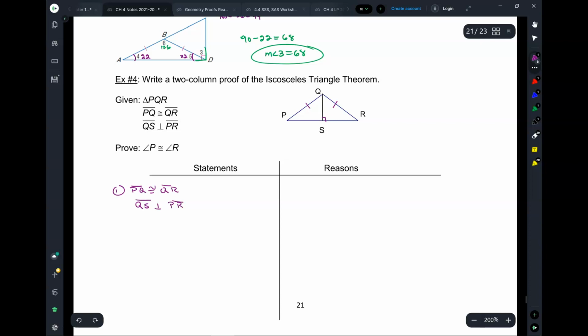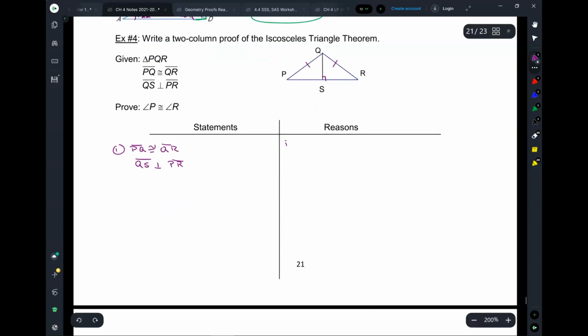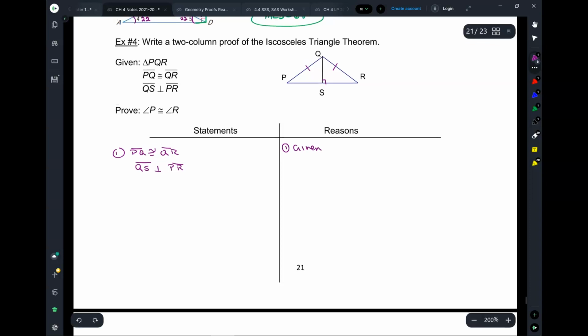We want to prove that angle P and angle R are congruent to each other, right? So to prove that two angles are congruent to each other, this is the triangle chapter. We're probably going to have to prove two triangles are congruent and then do CPCTC. Okay? So this is the given. All right. So let's see. Let's take one of the given. Well, if we have a pair of perpendicular lines there, then I know that these two are right angles, right?